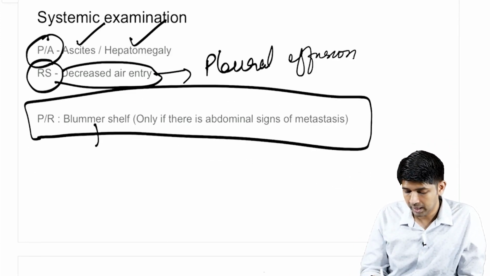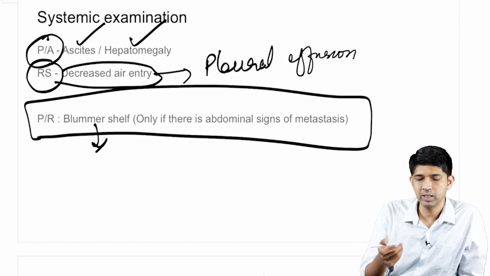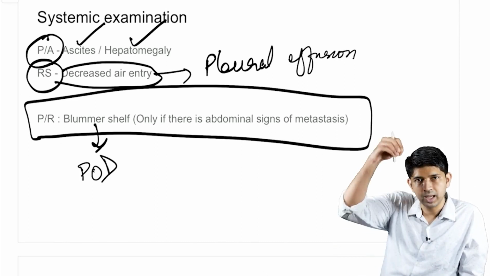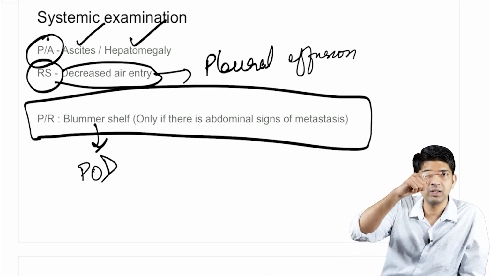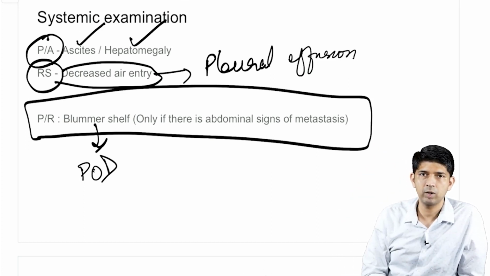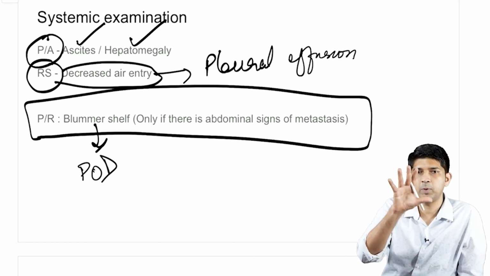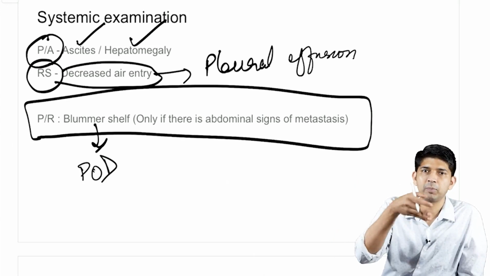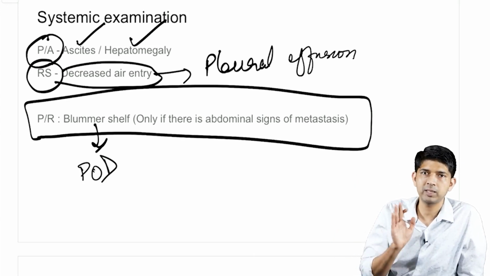And in per rectal examination, the thing you're going to look for is Blumer's shelf, which is basically deposits in the pouch of Douglas. So the deposits are again drop metastasis. So unless the liver is involved, you won't have drop metastasis. Okay. So first you're going to have ascites or hepatomegaly. Then only you're going to have Blumer's shelf. If you don't have ascites or hepatomegaly, there's no question of Blumer's shelf arising.